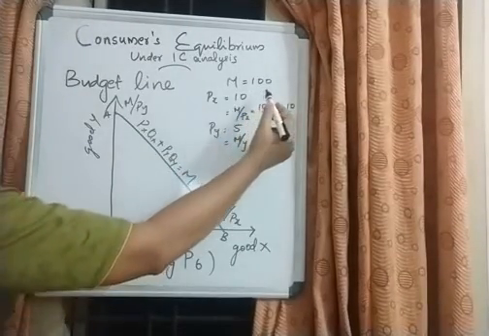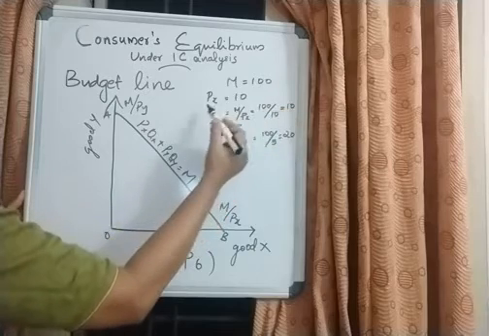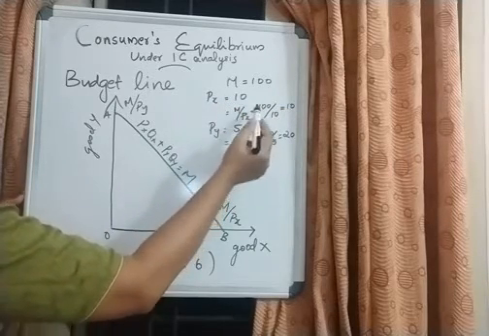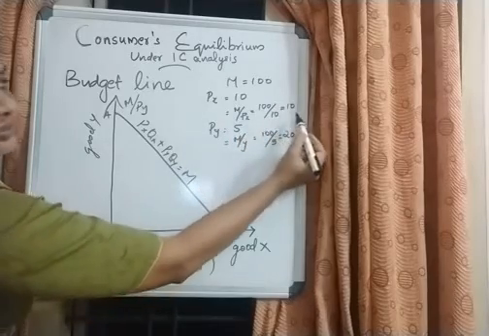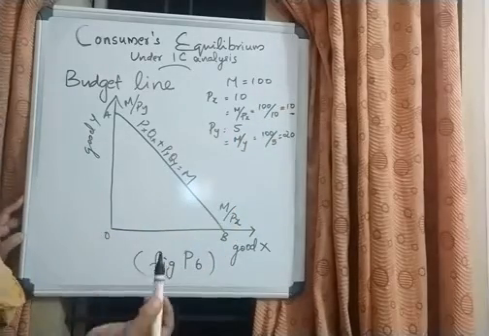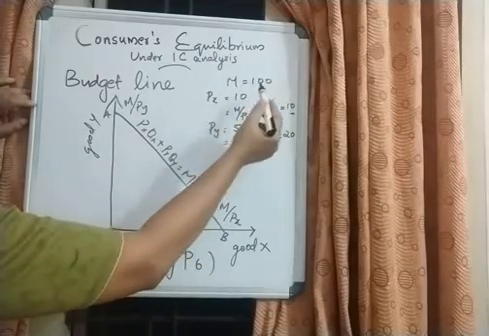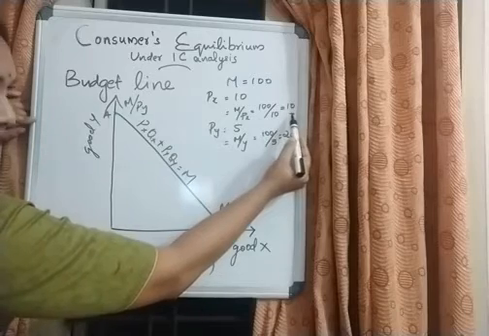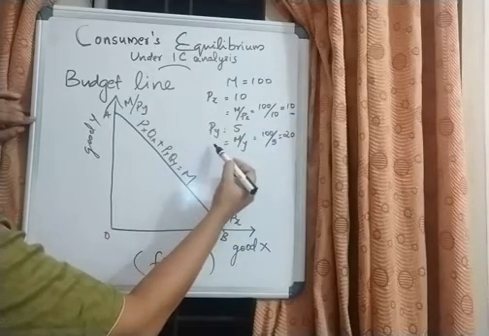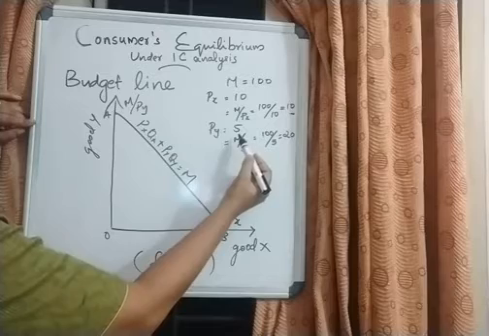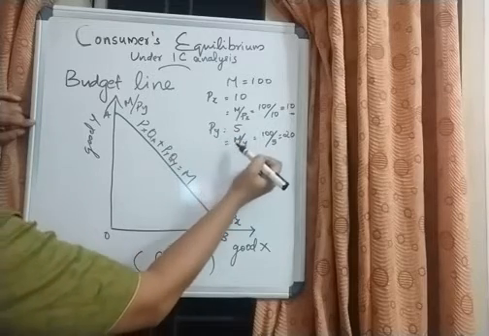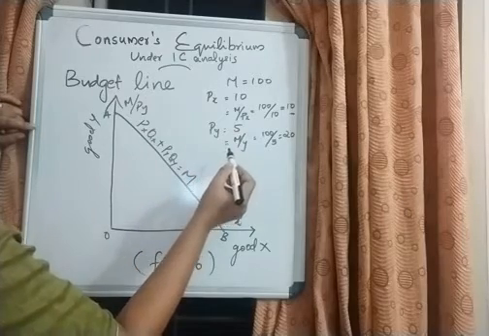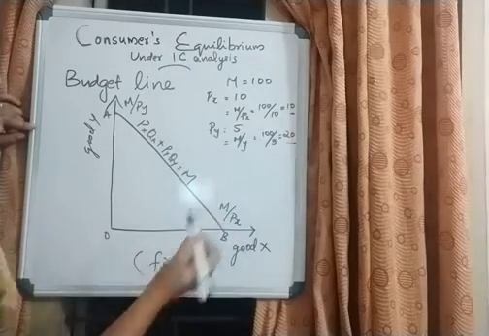If the consumer's money income is equal to 100 and the price of X is equal to 10, then M by Px is equal to 100 by 10, which is 10. That means, if the consumer spends all his income, that is 100 rupees, on good X, he can purchase 10 units of X. And the price of Y is equal to 5. If he spends all his 100 rupees on good Y, he can purchase 20 units of good Y.